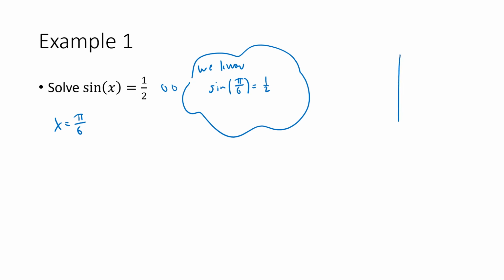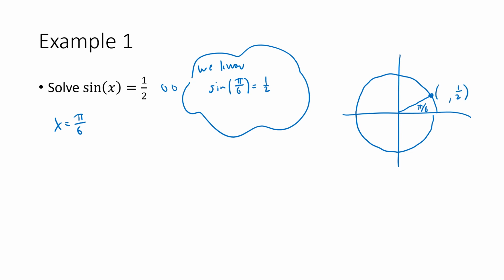So if we look at our unit circle, remember that on the unit circle, when we have an angle, in this case pi over 6, the point that corresponds to that angle on the unit circle, the y-coordinate is the sine of that angle. So in this case, that point has y-coordinate 1/2. But it's not the only point on the unit circle that has y-coordinate 1/2.